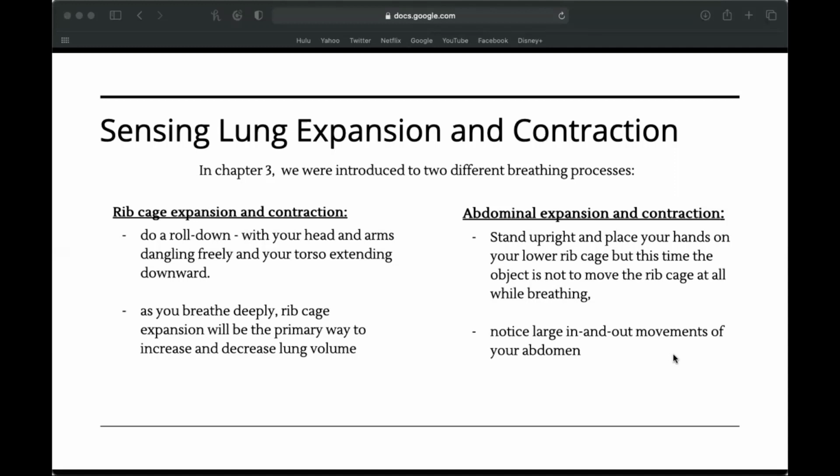Every time you breathe in, your abdomen will extend outward, and the diaphragm, which you can't see or feel, will be moving downwards.